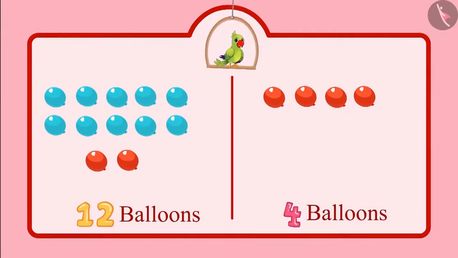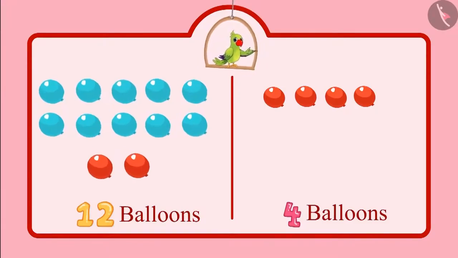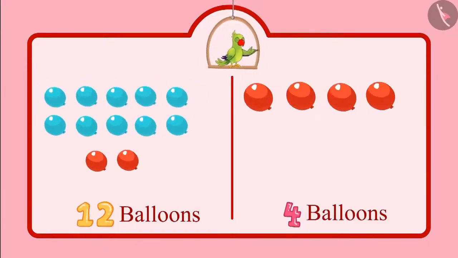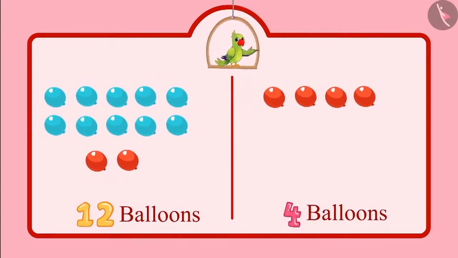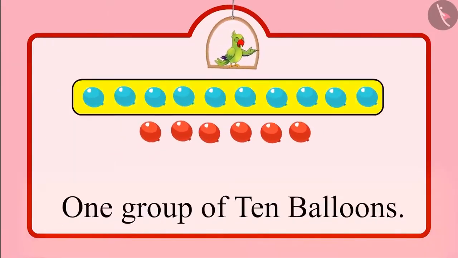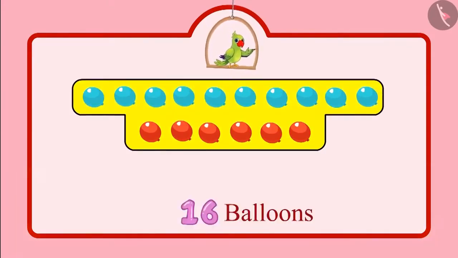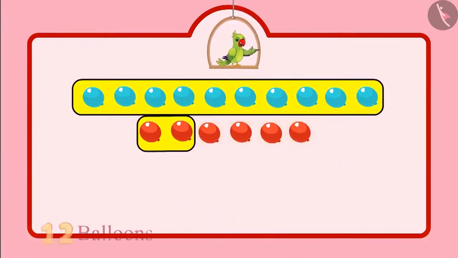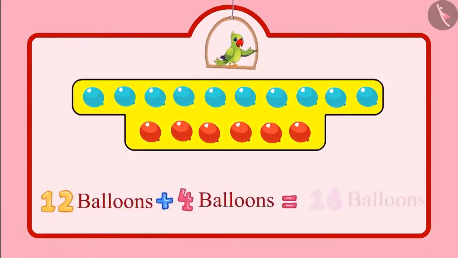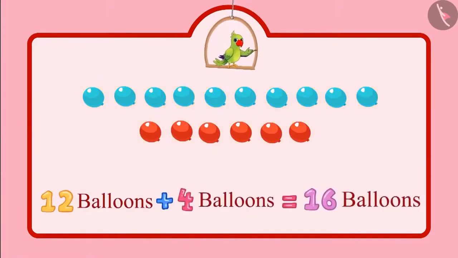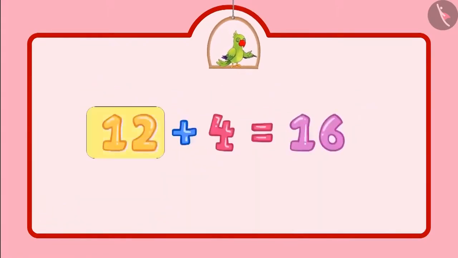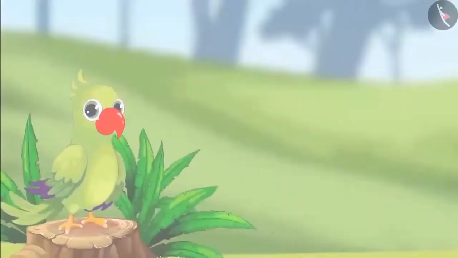Let us see. First of all, Neha blew 12 balloons and Chotu blew 4 balloons. So children, if we see all balloons together, then we have one group of 10 balloons and 6 more balloons. That means we have a total of 16 balloons. Yes children, so 12 and 4 balloons make a total of 16 balloons. So children, this means that when we add 12 and 4, then we get a total of 16.